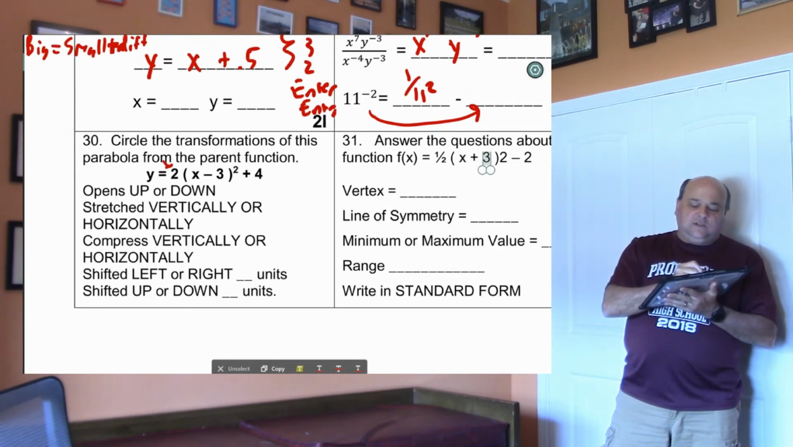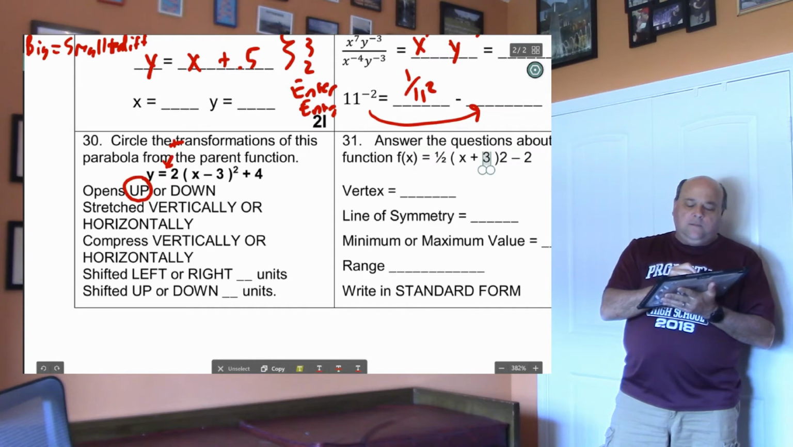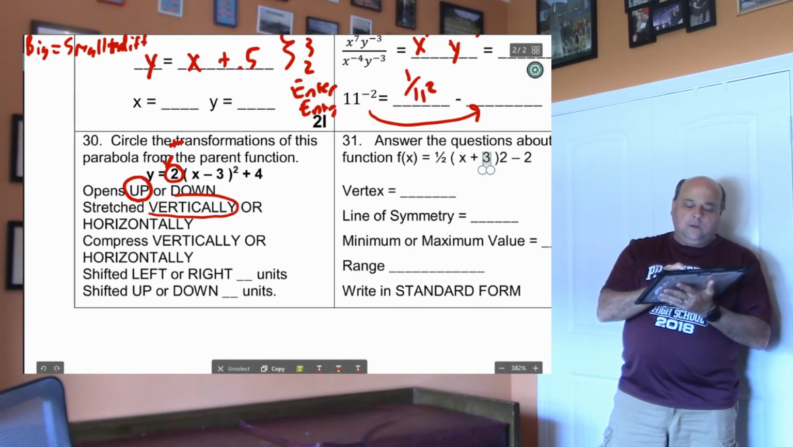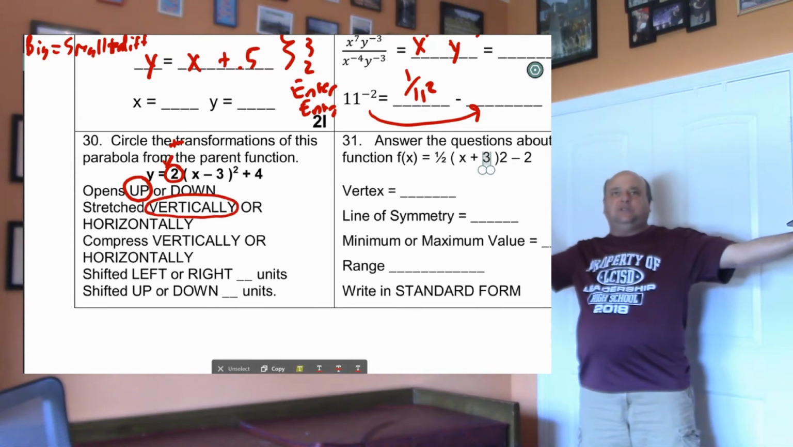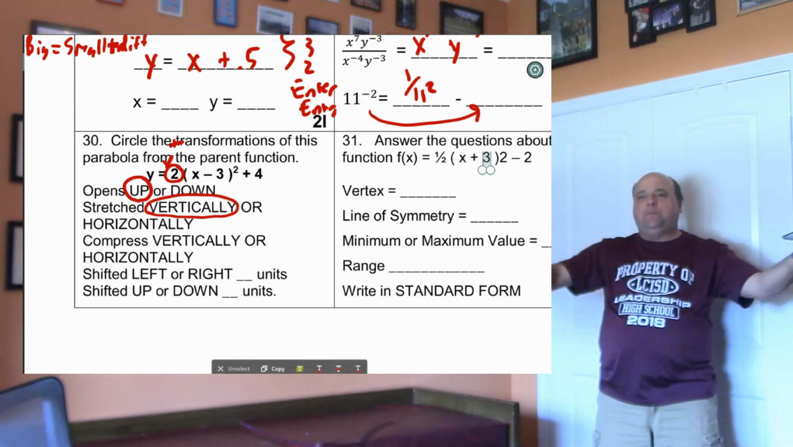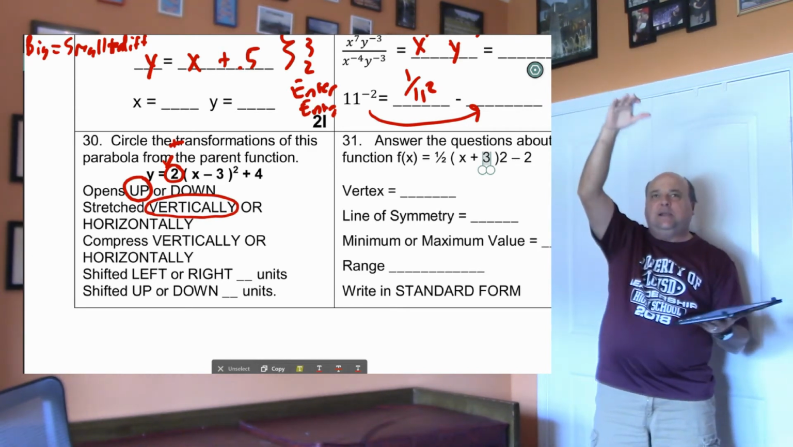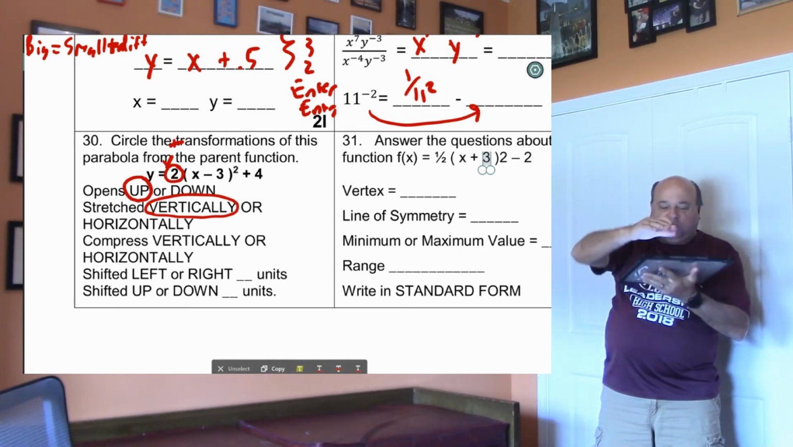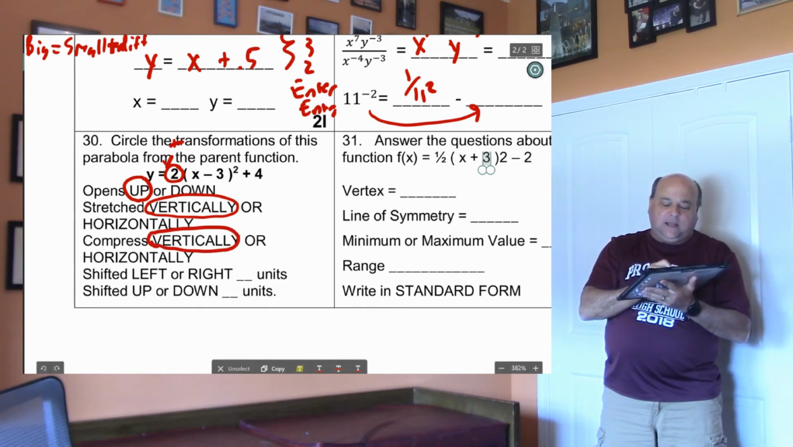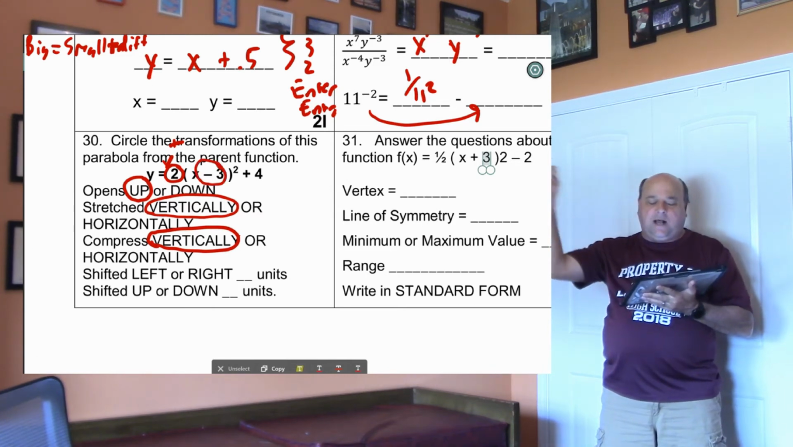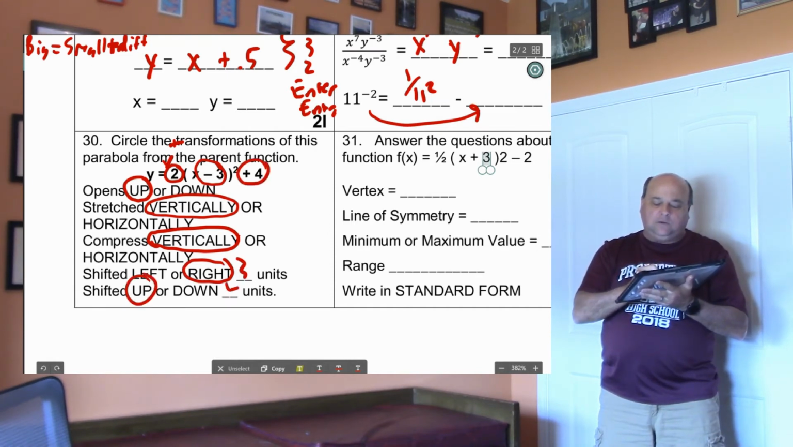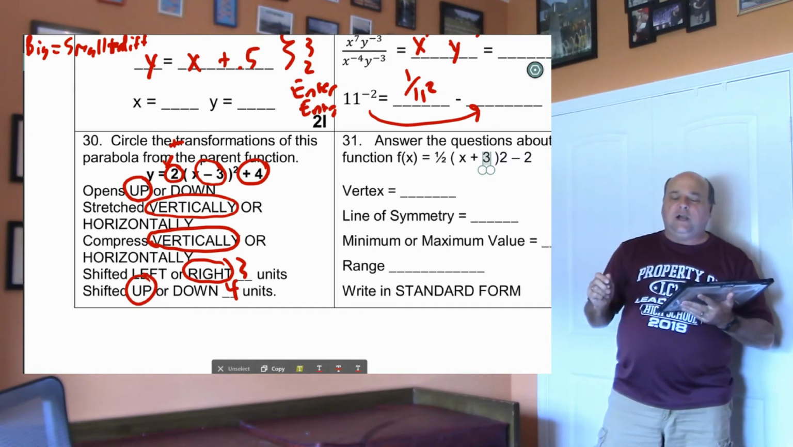This right here is positive, so it opens up. The 2 means it's going to be vertically stretched. A horizontal stretch would do this. A horizontal stretch would make it wider. A horizontal stretch is the same thing as a vertical compress, and then it compresses it vertically. It's going to smash it down vertically. We haven't talked about that. And then shifted, it's going to go -3. The opposite of -3 is a +3, so it's going to go right 3 units, and then this means up 4 units. Make sure you know those transformations.